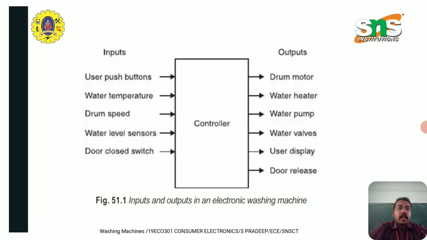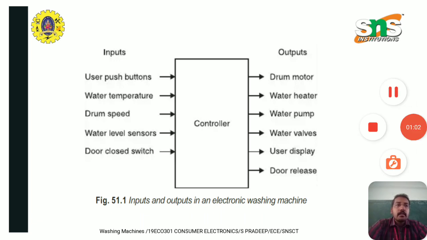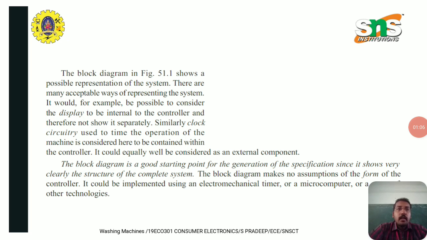Inputs and outputs in an electronic washing machine. The block diagram is a good starting point for the generation of specification since it shows very clearly the structure of the complete system. The block diagram makes no assumptions of the form of the controller. It could be implemented using an electromechanical timer or a microcomputer.